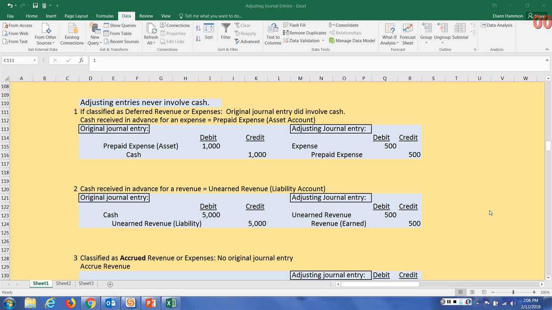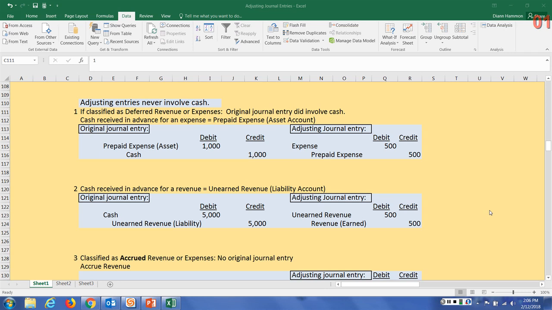This might be a prepaid insurance, prepaid rent. That account is an asset for the company. So you would have debited that account. You see I have an example here on the screen, $1,000. Cash was expended, so we credit the cash account. Now notice all of these examples will follow our rules for debit and credit increases and decreases.